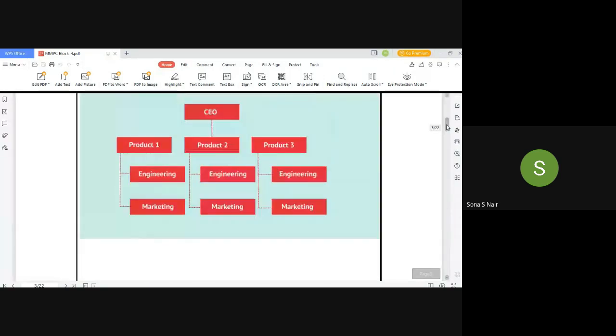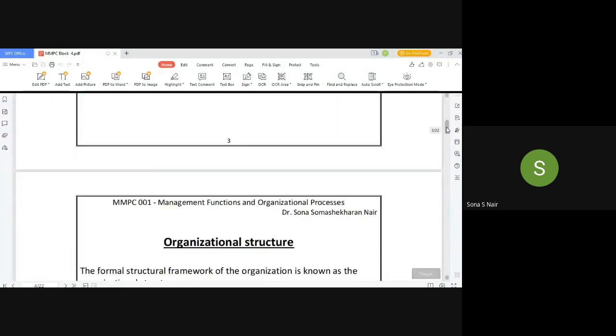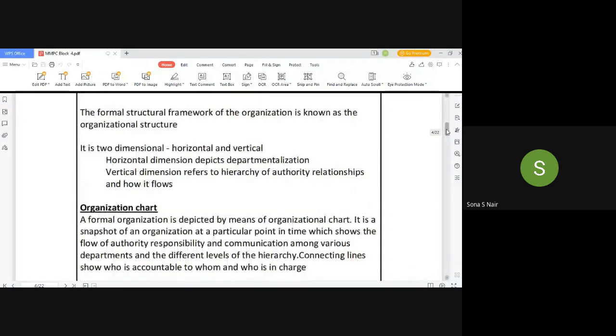The formal structural framework of the organization is known as the organization structure. It is two-dimensional, horizontal and vertical. Horizontal dimension depicts the departmentalization, like it was depicting product one, product two, product three. And vertical dimension refers to the hierarchy of authority relationships and how it flows.